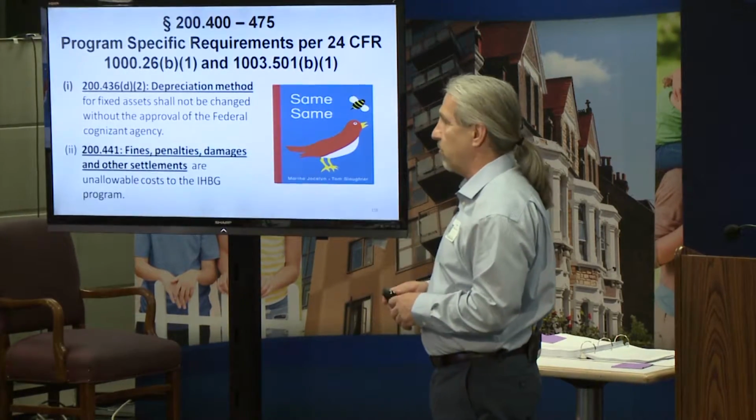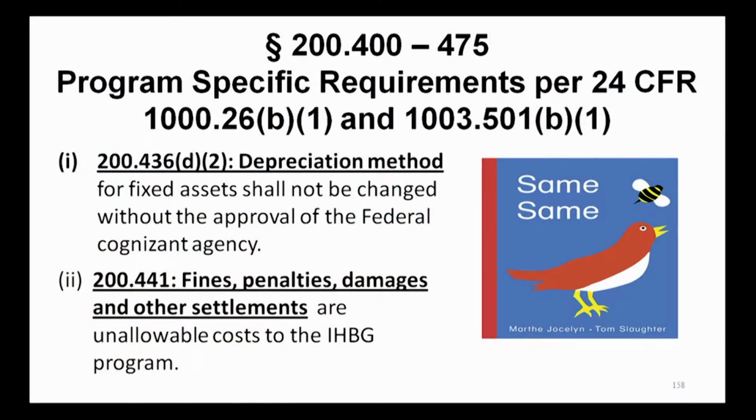There's a couple of changes for us. These two, right off the bat, the only change to point out to you here is under 436D2, the depreciation method for fixed assets shall not be changed without the approval of the federal cognizant agency. The only change there is, it used to say without the approval of HUD or the federal cognizant agency. So now it just says plainly just the federal cognizant agency.